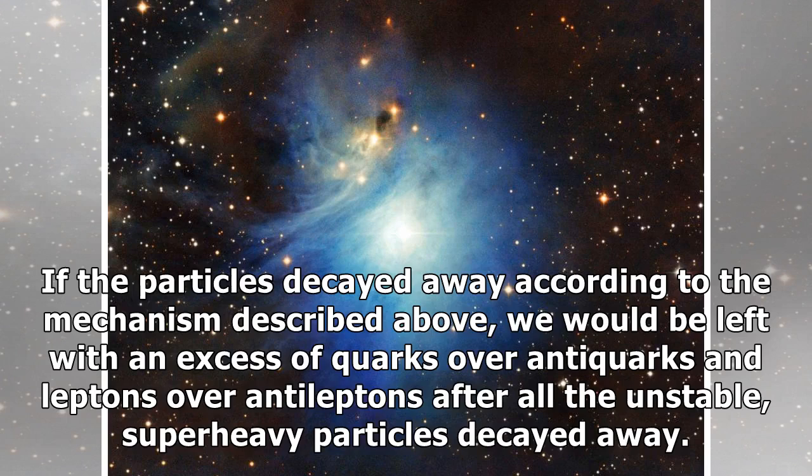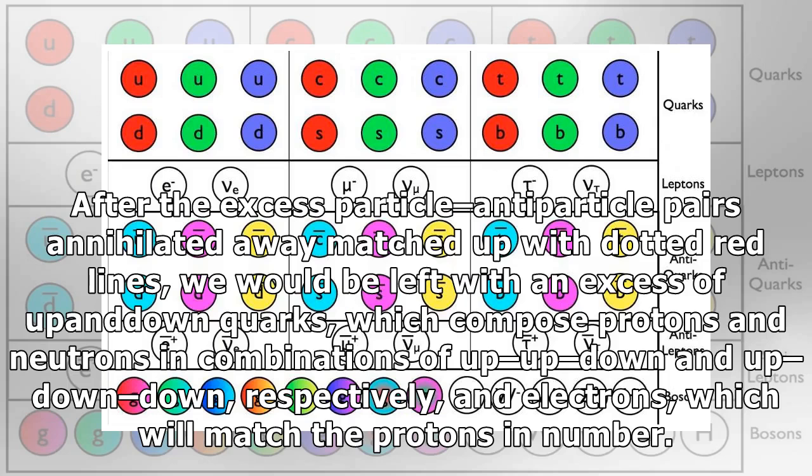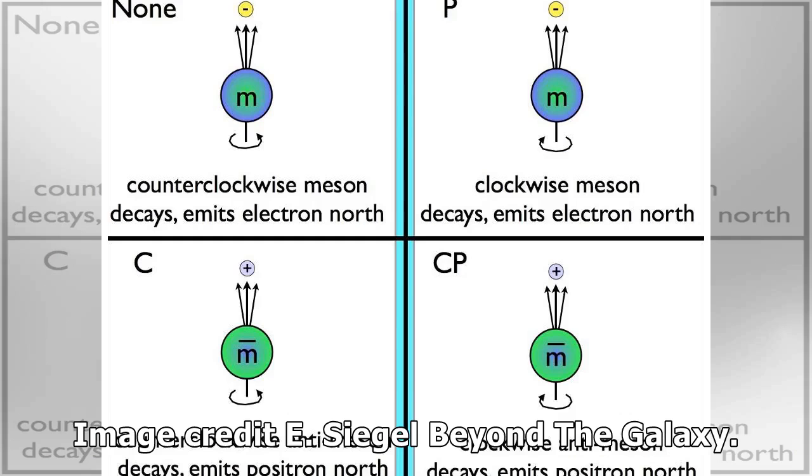If the particles decayed away according to the mechanism described above, we would be left with an excess of quarks over antiquarks and leptons over antileptons after all the unstable, super-heavy particles decayed away. After the excess particle-antiparticle pairs annihilated away, matched up with dotted red lines, we would be left with an excess of up and down quarks, which compose protons and neutrons in combinations of up-up-down and up-down-down, respectively, and electrons, which will match the protons in number. Image credit: E. Siegel, Beyond the Galaxy.